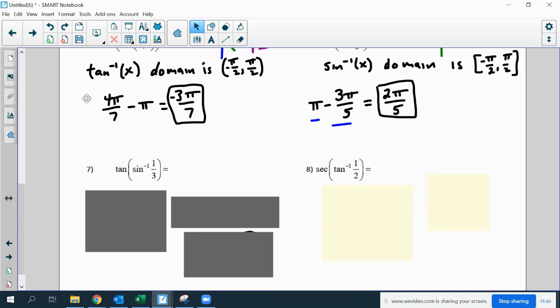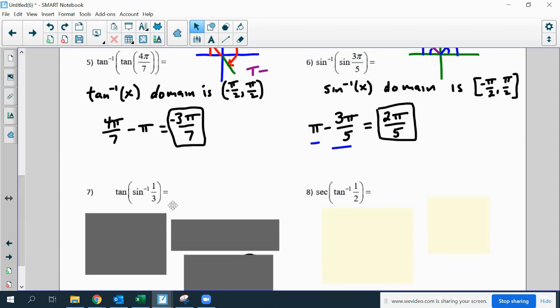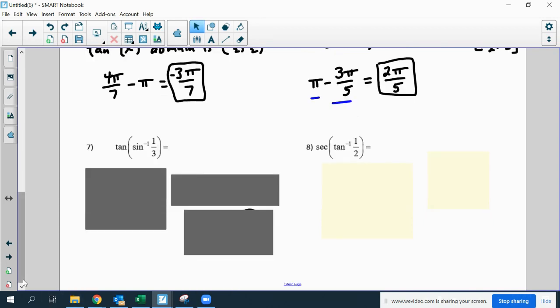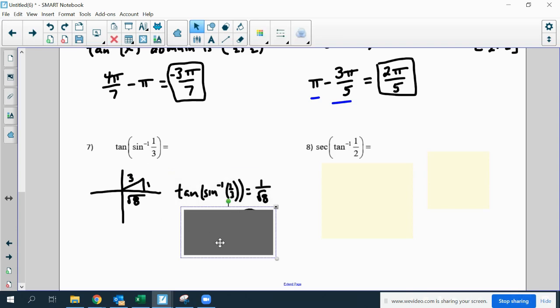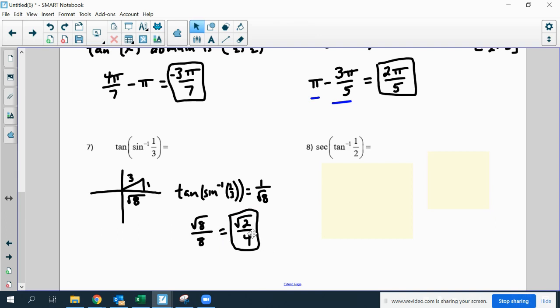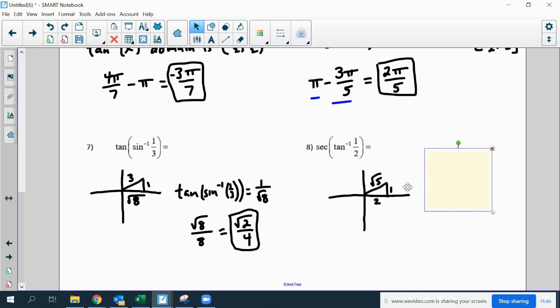Tangent of sine inverse. Well, in this case, I'm not too worried about it because the outside function is the original function, so I don't have to worry about it too much. If it's in the first quadrant, it can stay there. So I have this triangle, then that means tangent is 1 over root 8 or 2 root 2 over 8 or root 2 over 4. And then same thing with secant and tangent inverse here. Tangent inverse is going to be in the first quadrant if it's positive, and then I can graph, or I can find secant, which would be root 5 over 2.